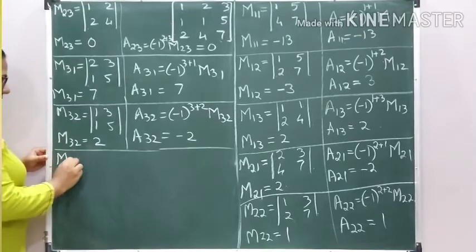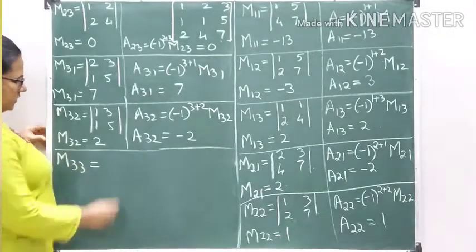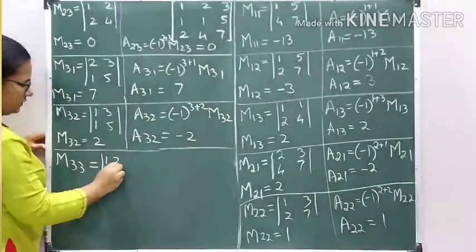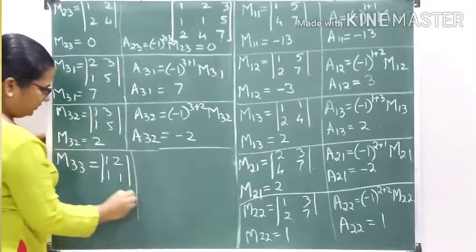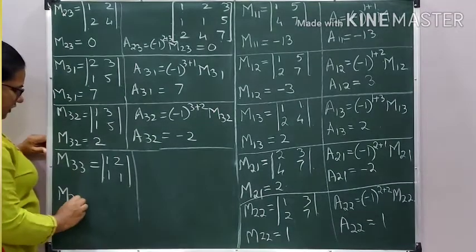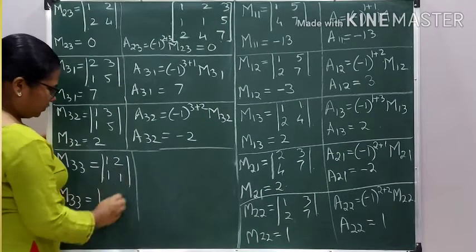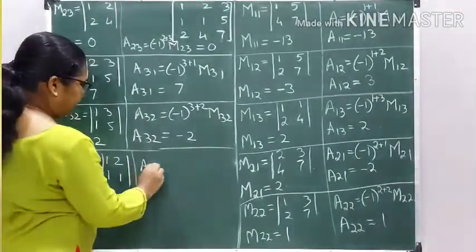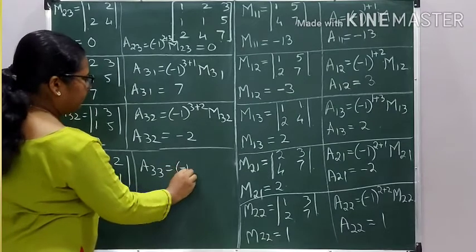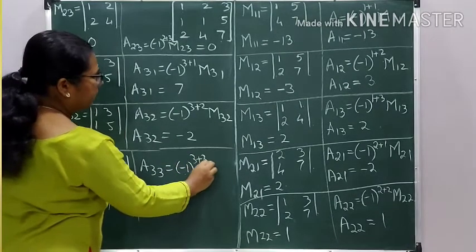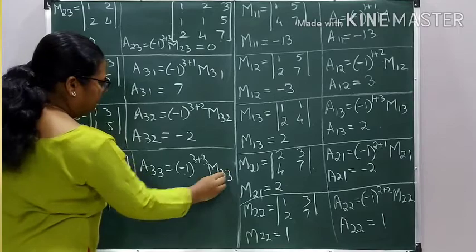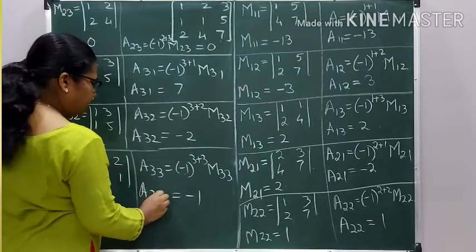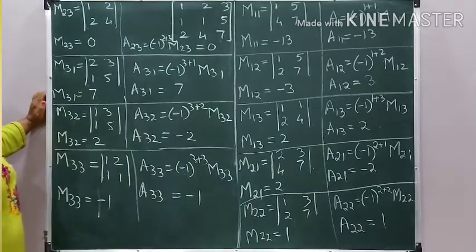The last is M33. M33 means third row and third column goes: 1, 2, 1, 1. So M33 is equal to 1 into 1 is 1, 1 minus 2 is minus 1. And A33 will be equal to minus 1 to the power 3 plus 3 into M33. 3 plus 3 is 6. So 1 into minus 1 will become minus 1. So A33 is equal to minus 1.